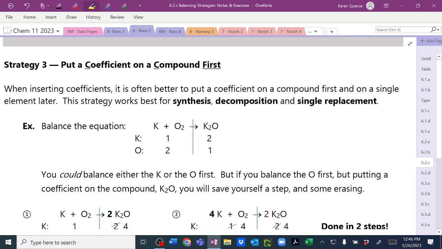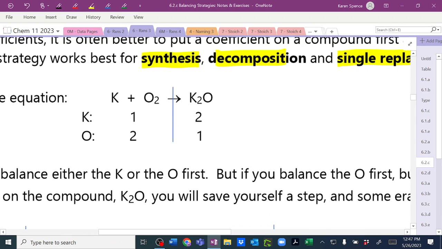Strategy 3 is put the coefficient on the compound first. Okay? This works well if you have a synthesis, if you have a decomposition, or if you have a single replacement. By the way, what type of reaction is this one here? K plus O2 gives K2O. That is synthesis. Two things become one thing.